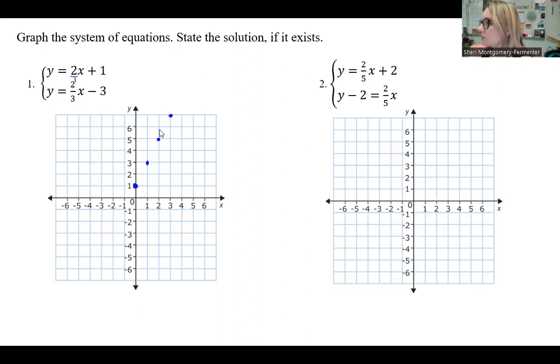Once I connect the dots to the right, I'm going to continue the pattern to the left. So yes, I would have to go down 2 and over 1 to continue the pattern to the left. As soon as I have enough points, then I will connect the dots.